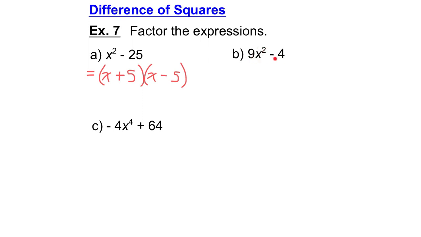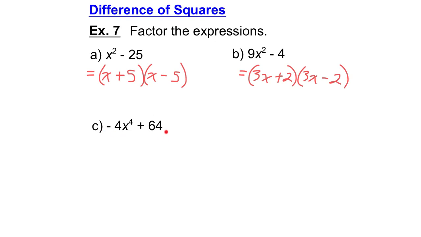9x squared minus 4. This is a difference of squares. 9x squared is a square number because 9 is 3 squared, x squared is x squared, 4 is 2 squared. So it's all square numbers. So I'm going to do the same thing. My factors in brackets, 9x squared, well, the square root of that is 3x. 3x times 3x is 9x squared. And then my square root of 4 is 2, so plus 2 in one, minus 2 in the other. And that's all there is to it.